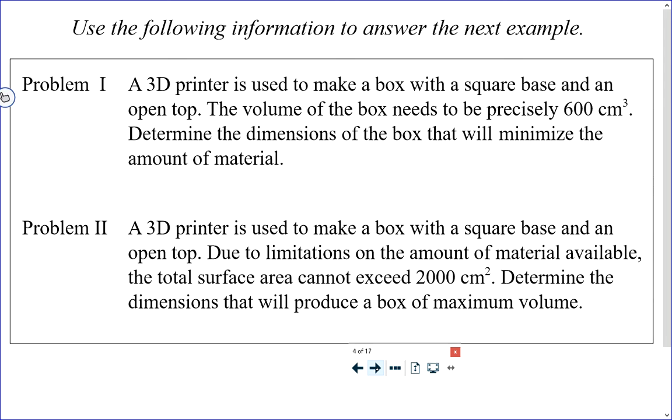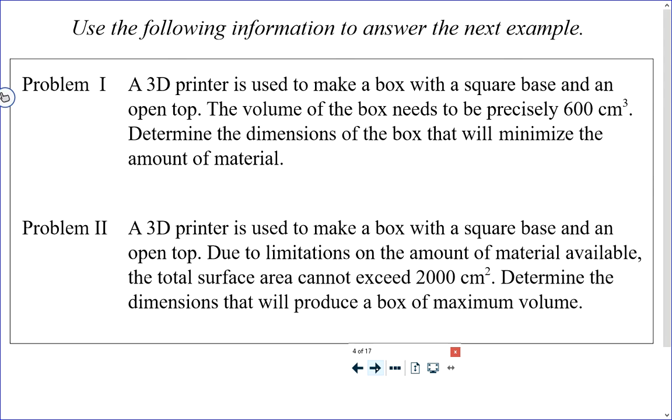We're still going to use a 3D printer to construct a box that has a square base and an open top, but this time we want the total surface area to be 2,000 square centimeters. And the reason for that is we only have a certain amount of the material that the 3D printer uses for each box. And the question in problem two is, what are the dimensions that will maximize the volume?